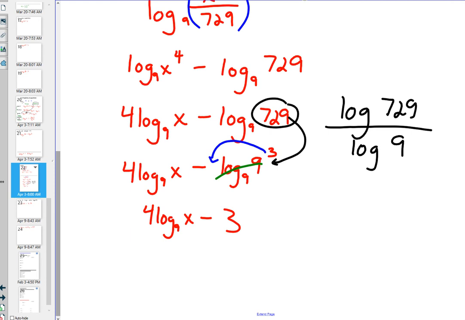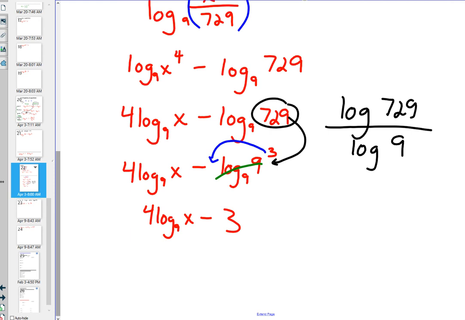What's another name for that? What's the name for a base 10 log? It has a name. No, the other one. Said it? Thank you. It's a common log.